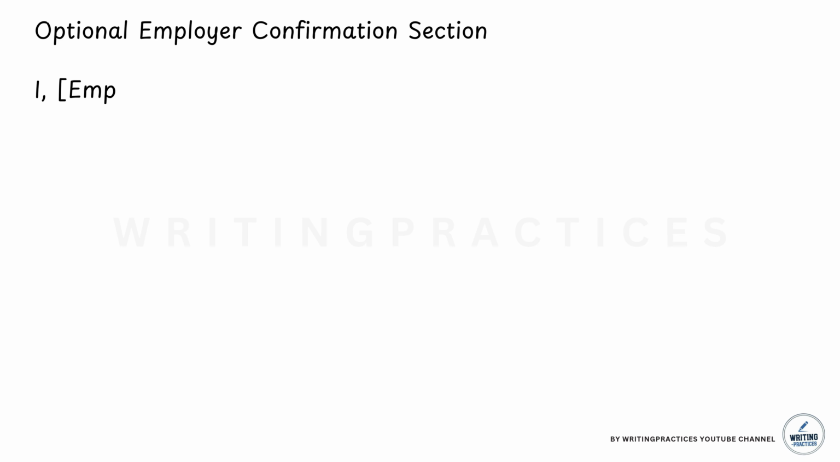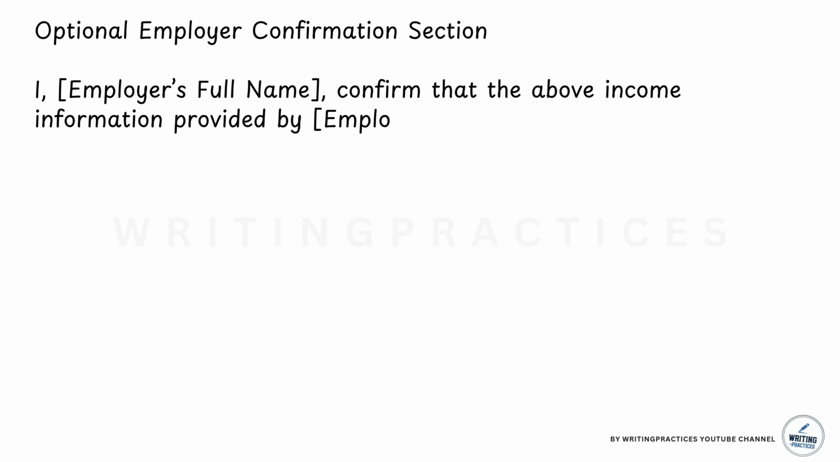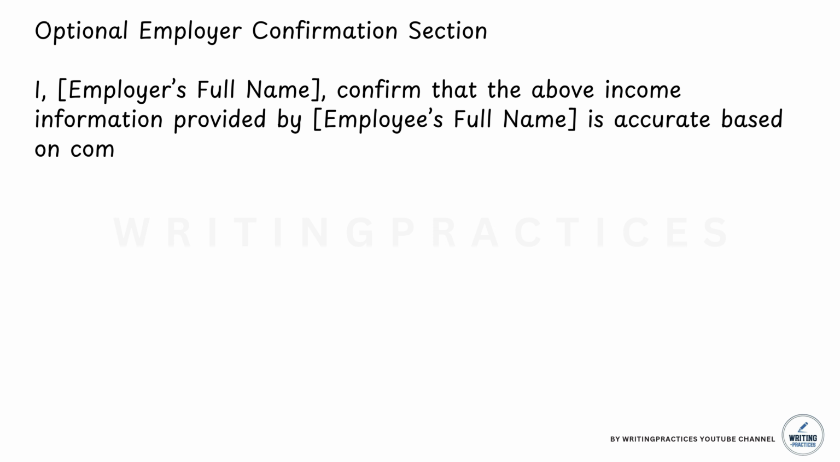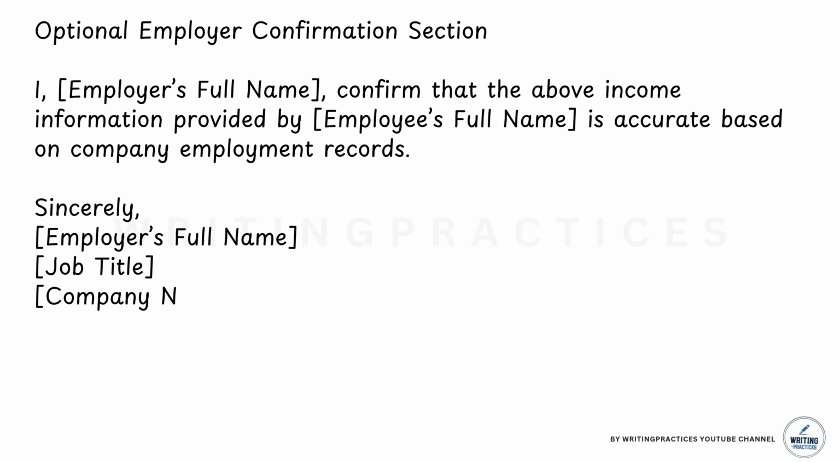Optional employer confirmation section. This section may be included if employer verification is required. For example, I, Sarah Collins, confirm that the above income information provided by Michael Anderson is accurate based on company employment records. Sincerely, Sarah Collins, Human Resources Director, Horizon Financial Group. Signature: this adds an extra layer of credibility and verification. Employer confirmation can strengthen applications involving loans, immigration, or rental approvals.